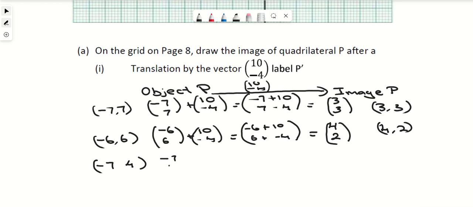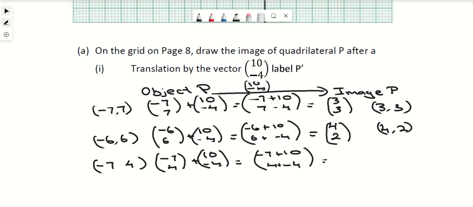Minus 7 on top, 4 at the bottom, plus 10, minus 4. So it's going to be minus 7 plus 10, and 4 plus minus 4, which is going to give you 3 on top, 0 at the bottom. So this is 3, 0. And then the last coordinate is minus 8, 6. As a column vector, it is minus 8 on top, 6 at the bottom.